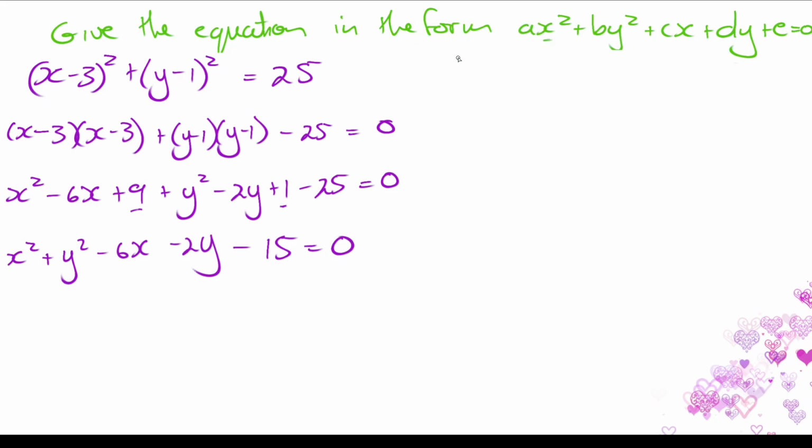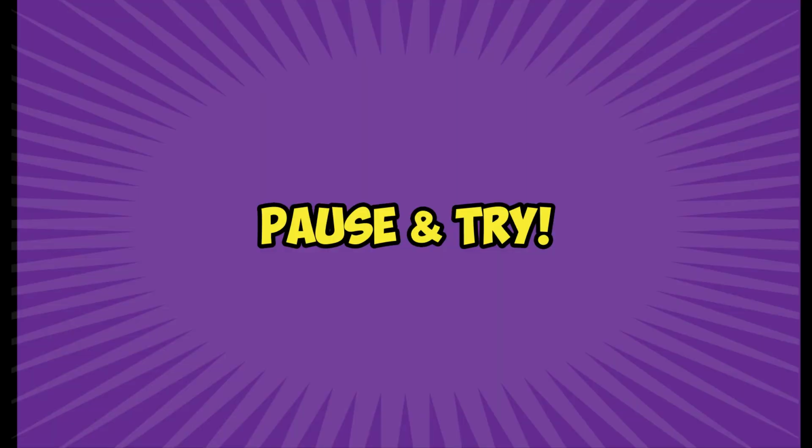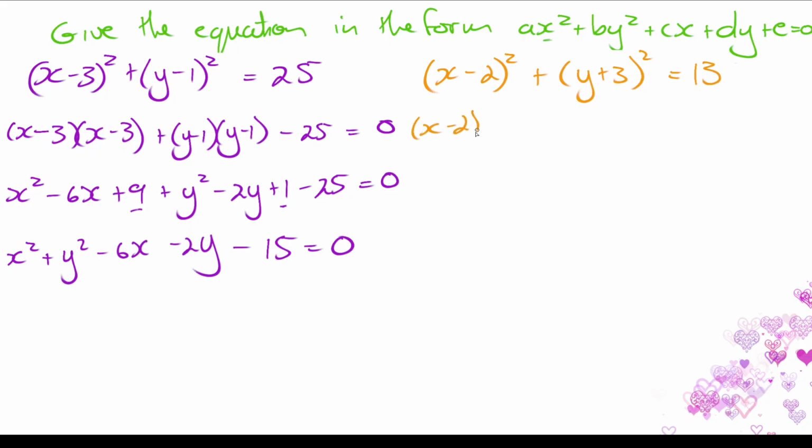Okay, next one. X minus 2 squared, plus y plus 3 squared equals 13. Let's go, double it up. Plus y equals 13.